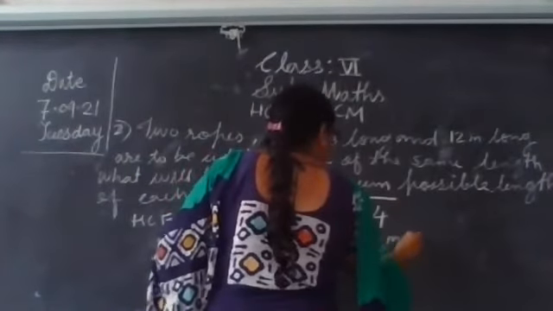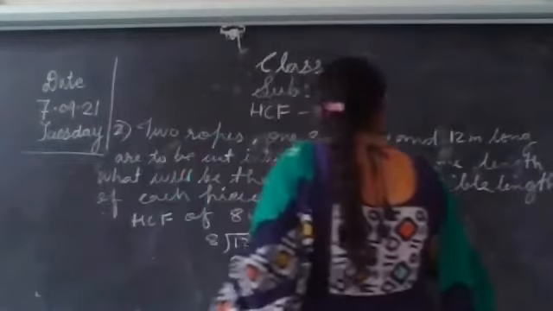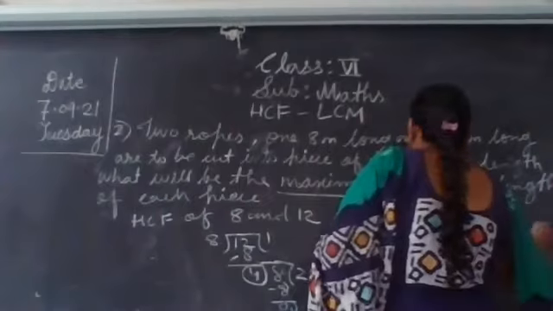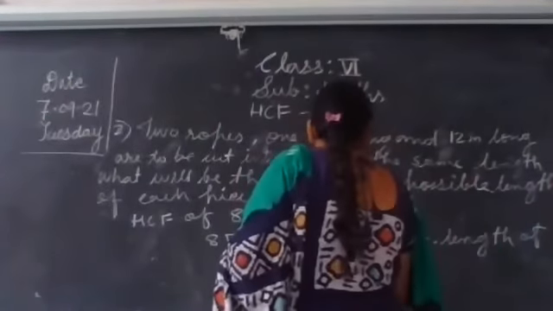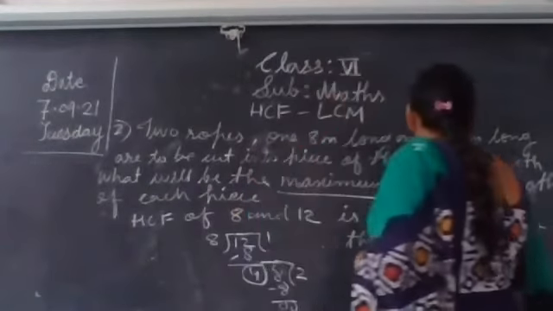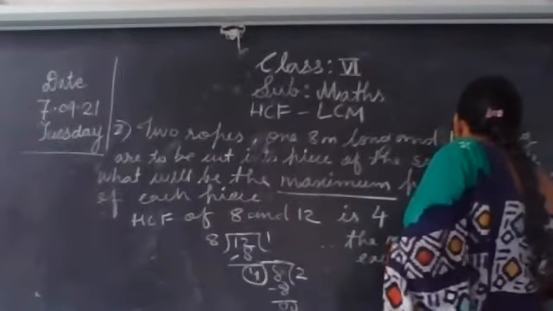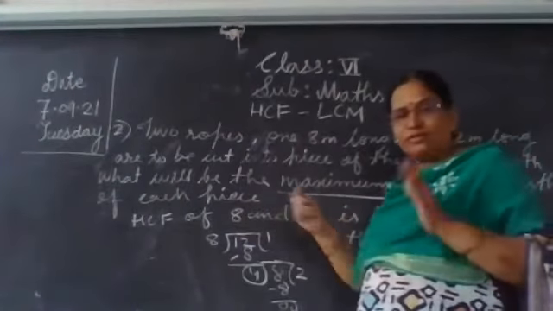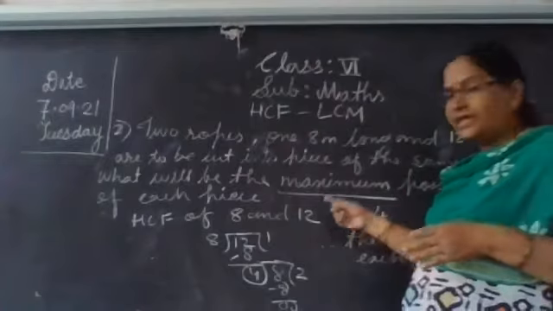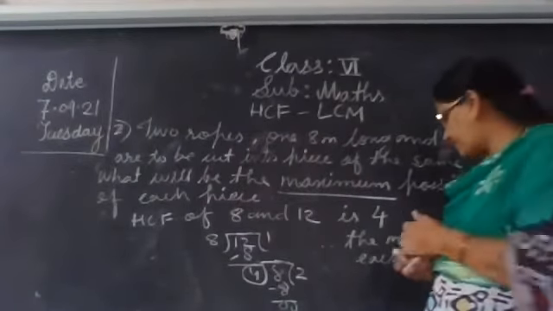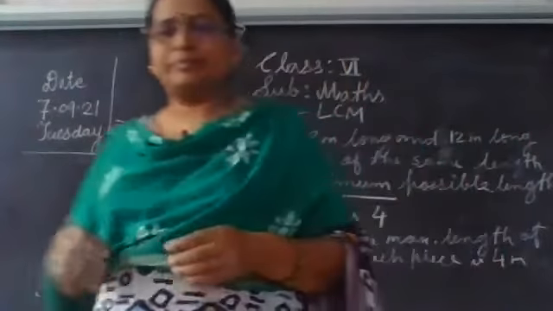Therefore, the maximum length of each piece is 4 meters. So 8 is divided into 2 pieces, 4 and 4, and 12 is divided into 3 pieces of length 4, 4, 4. Okay. So let us try one more question, beta.